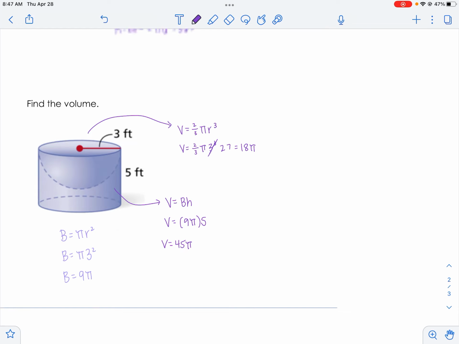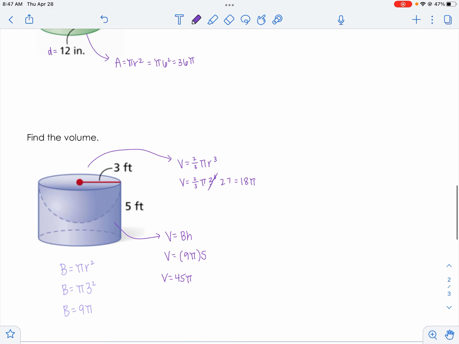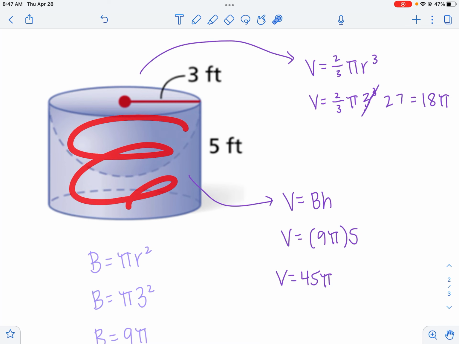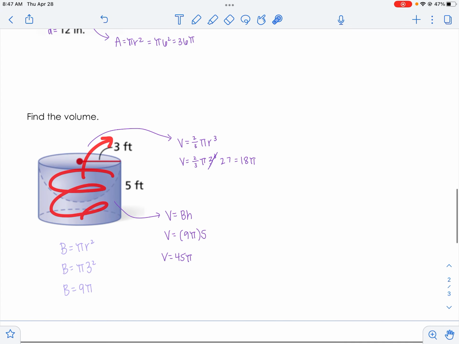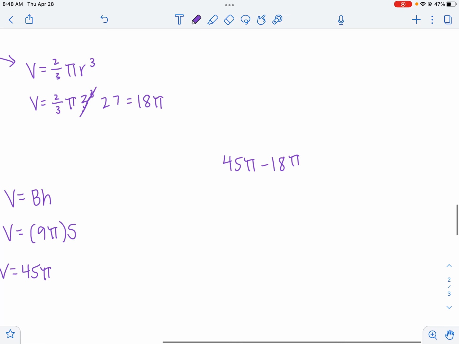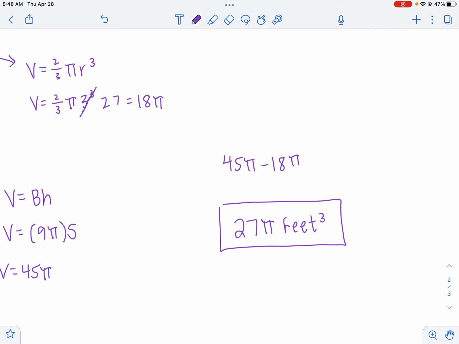Now, this is where I need to be careful, because on the last one, we were adding up all of the parts. But on this one, I have a bowl, I have a cylinder, and I'm taking out the hemisphere, which means that I don't want to add these. In this case, I want to subtract. If we have a hole, if we're taking something out, we would subtract. So what's 45 pi minus 18 pi? Well, that would just be 27 pi feet cubed, because it's volume.